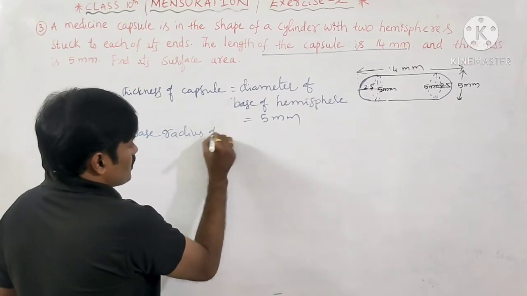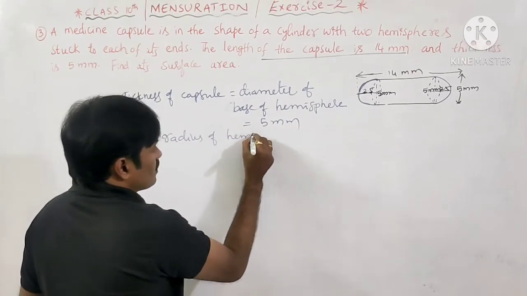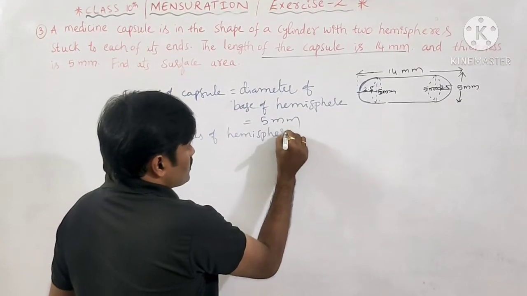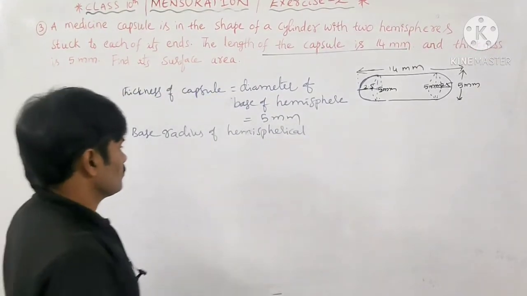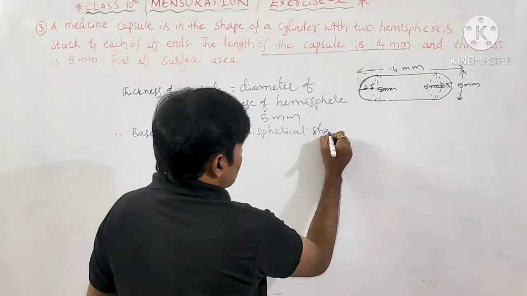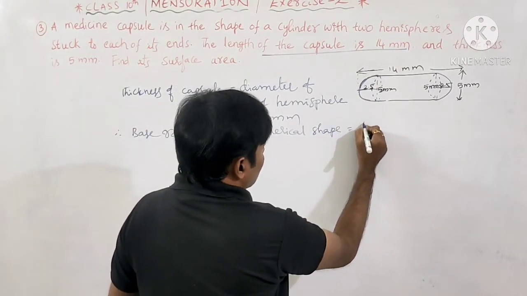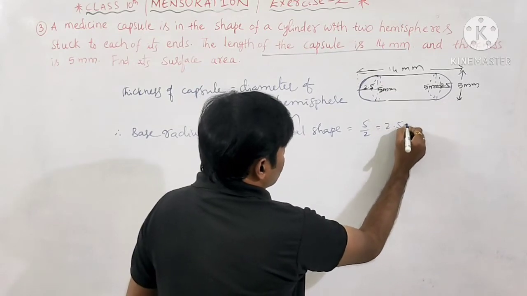So the base radius of the hemispherical shape capsule is equal to how much? 5 by 2, that is equal to 2.5 mm.